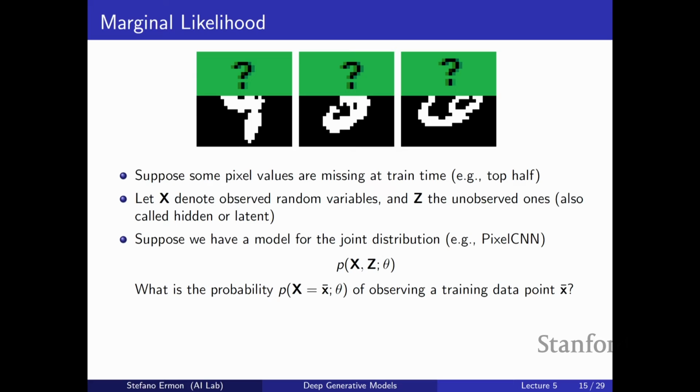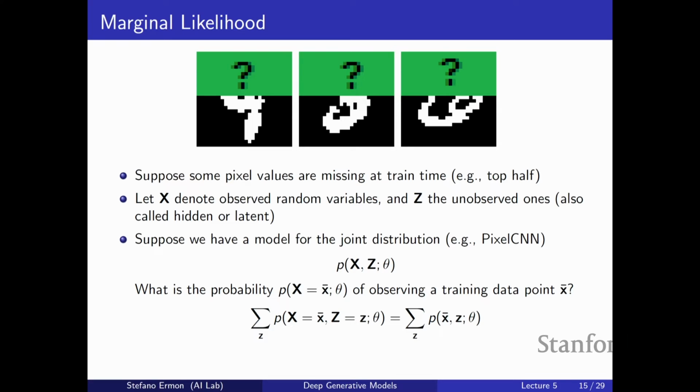The challenge is that you only get to see the observed part, the x part. And so you need to be able to evaluate the probability of observing, let's say, this bottom half of a digit. And in order to do that, again, we have to marginalize. So you have to look at all possible ways of completing that image, and you have to sum the probabilities of all these possible completions.